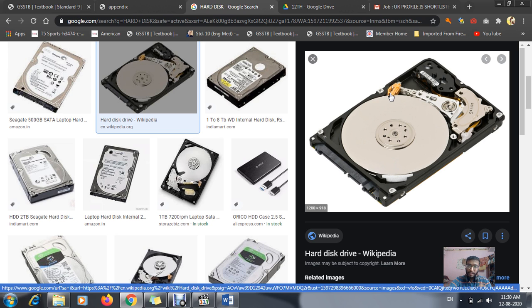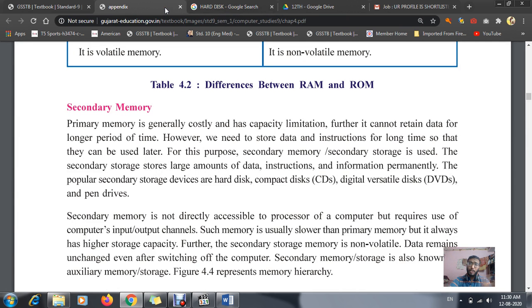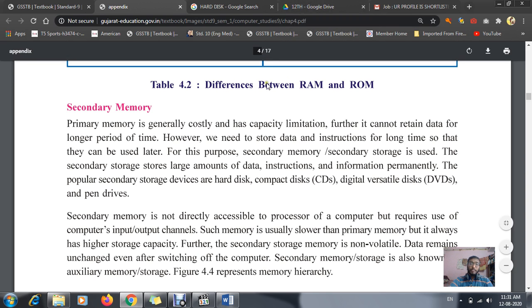The secondary memory is also known as permanent memory. That means we can store our data for a long term. It is not for a temporary purpose, it is stored for the long term. Even after 10 or 20 years, if our hard disk is in proper condition, we can get the data after 20 or 50 years also. This is the best example of secondary memory. The first characteristic is that it is generally costly and has capacity limitation.